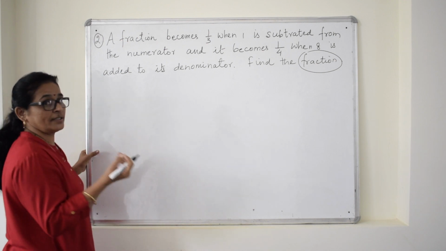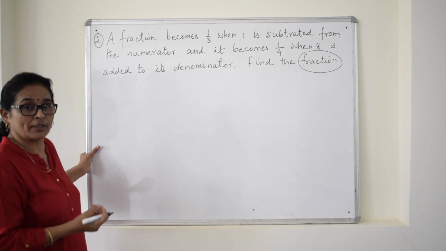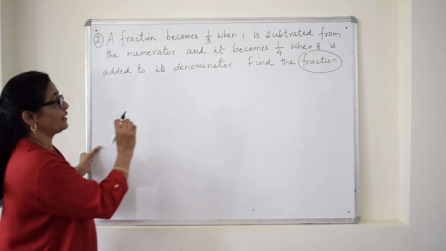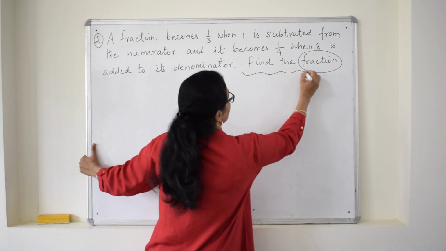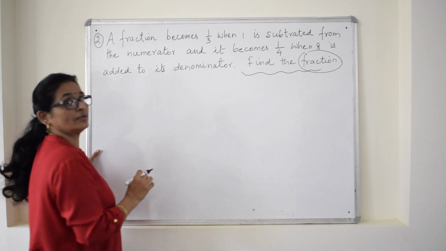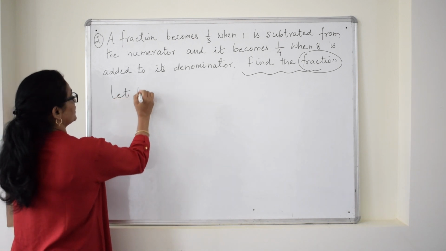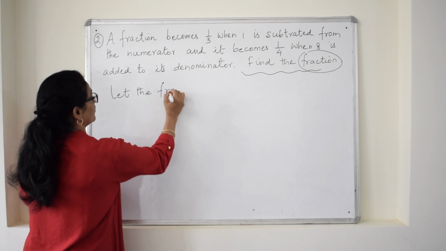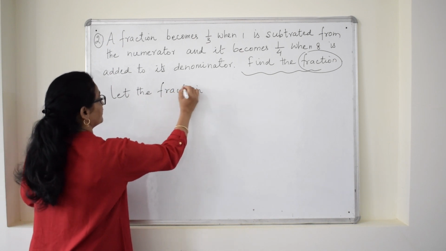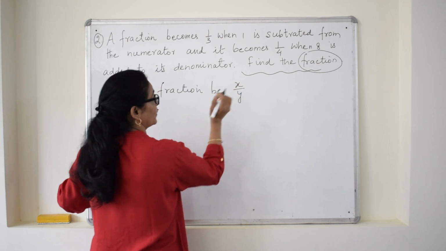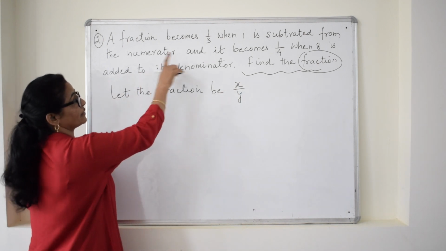The very first thing in statement type of sums, word problems, is that your assumption is very important. And that depends on what they are asking. On the basis of that only we will assume the quantities. So let the fraction be x upon y. Here x is numerator and y is denominator. We will apply the condition.